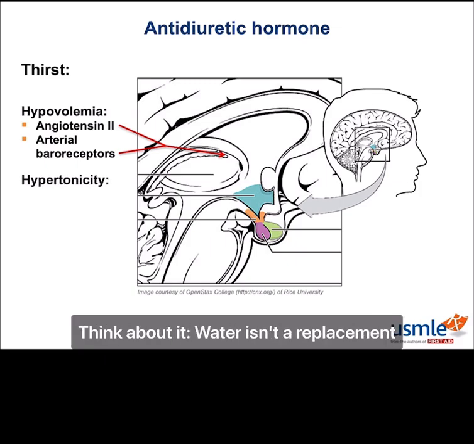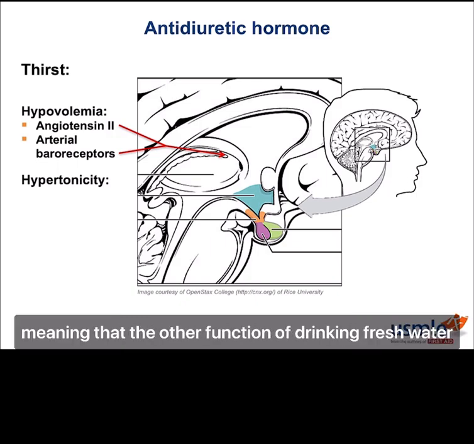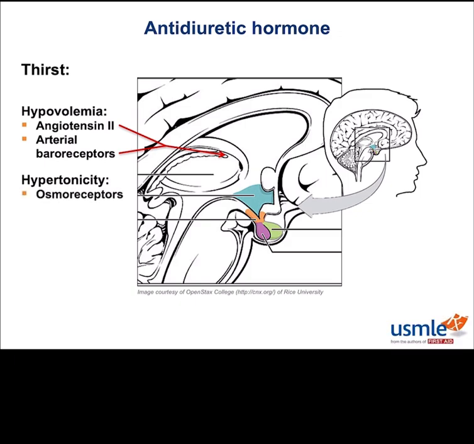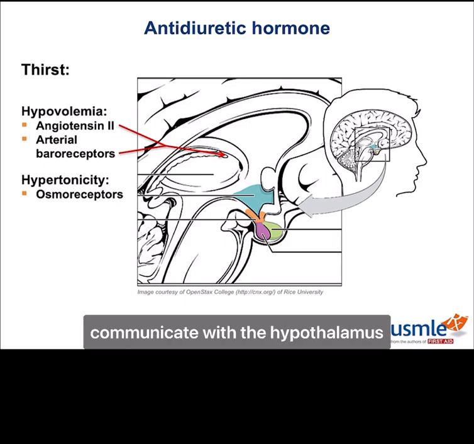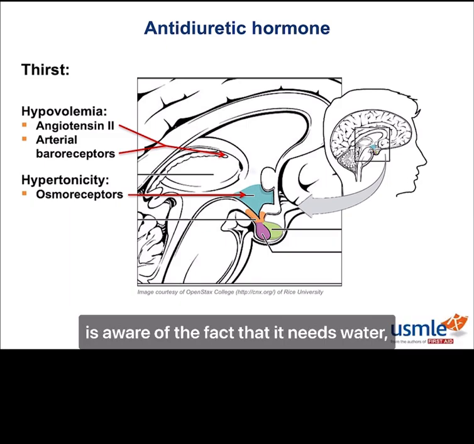Think about it. Water isn't a replacement for the fluids in our body. Normal saline is. Water is extremely hypotonic, meaning that the other function of drinking fresh water is to dilute the blood. Osmoreceptors in the central nervous system communicate with the hypothalamus to tell it that the sodium concentration is getting too high. So now that the central nervous system is aware of the fact that it needs water, it does two things.